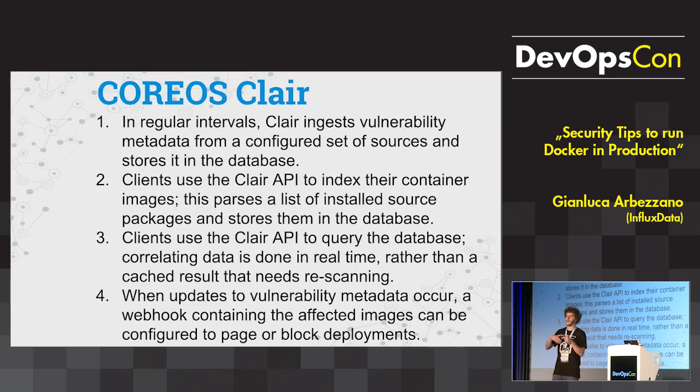Quay, which is the registry provided by CoreOS. I don't know if you know, there is another big Docker hub that is not by Docker but by CoreOS, and it's called Quay. And it's using Clair for security vulnerability scanning. It means that you also have a big use case in terms of scaling, because there are thousands of images.